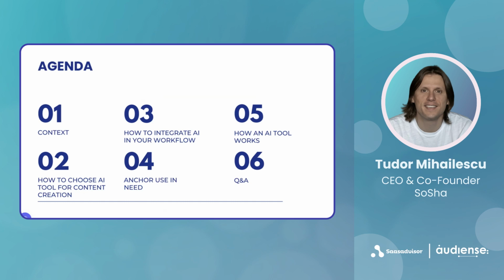Then how to integrate AI in an organization's workflow, and more importantly, how to anchor its use in a very tangible need. Where we'll also be looking at a quick case study from our work with PR Newswire and Cision. And then dive a little bit under the hood to provide a couple of pointers in terms of how an AI tool actually works and things to be aware of. And then we'll go into Q&A.